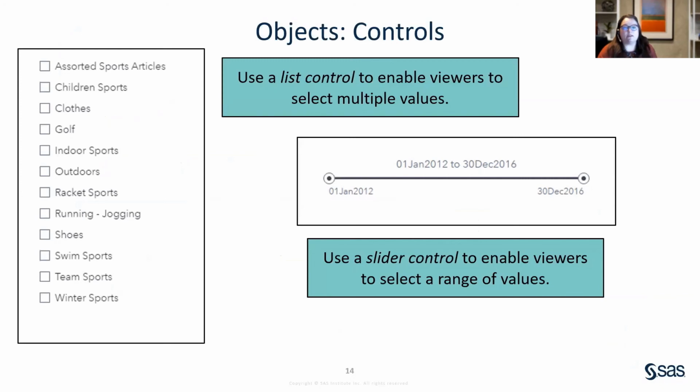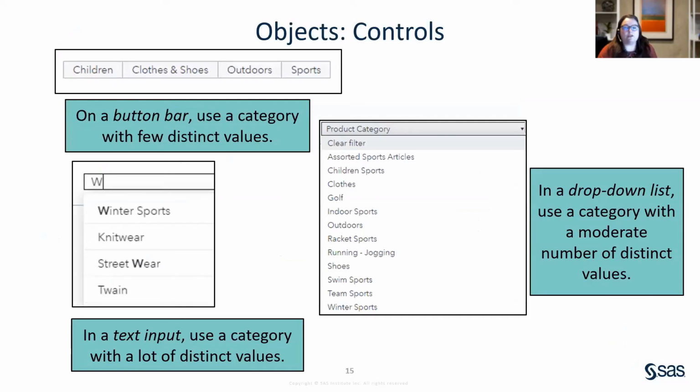We're going to drive these interactions through control objects. On the left-hand side, you see the list control. That's the only object that allows for multiple selections. The range slider is also unique because it would be used for dates or measures. Otherwise, the majority of our objects are going to be used on categorical data, and you want to ask yourself, what is the best way to display these values? Button bars are great if you just have a few distinct values. Text input is great if you've got lots of values, so hundreds or thousands of distinct values. You'd want to use a text input for that. And then the in-between is the drop down.